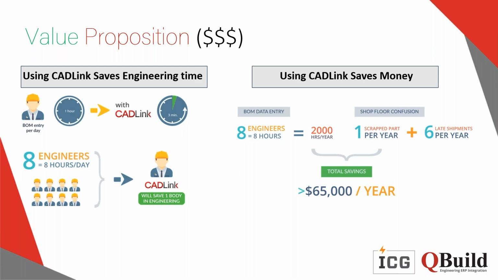and also the prevention of scrap parts and late shipments by using CADLink. We're taking that into consideration as well, and I've just considered we're preventing 1 scrap part per year and 6 late shipments per year by using CADLink due to the increase in data accuracy. And when we consider all of that together, that means we're saving upwards of $65,000 per year just by using an automated solution like CADLink to integrate those 2 systems.